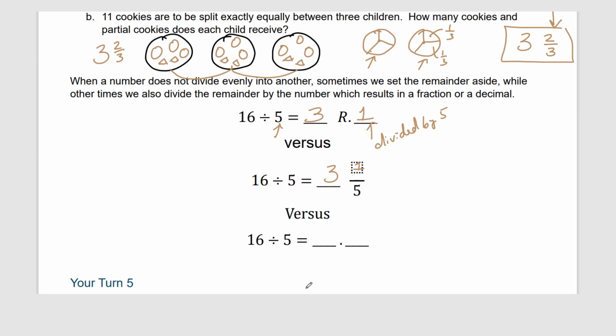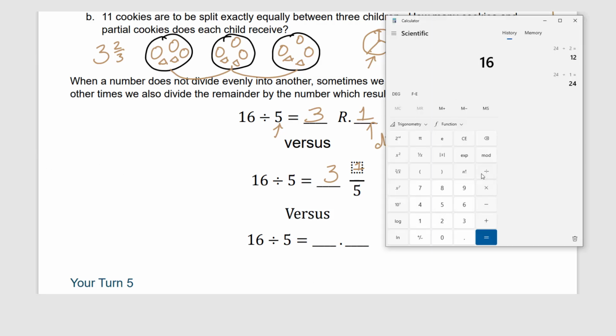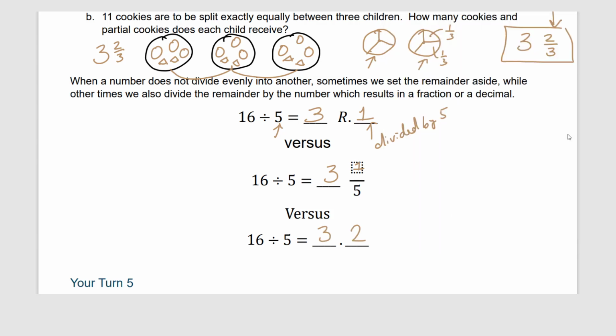Now, what would your calculator represent 16 divided by 5 as if we do a decimal? 16 divided by 5 would be 3.2. So in this case, we're representing that leftover piece as 0.2, which means 2/10, by the way, which is the same as a fifth. So what has happened here is that one piece was divided by 5 to distribute it equally again. So depending on the scenario, you can have the remainder left as a whole that we're leaving out, or you can have it divided up into pieces and represented as a fraction or a decimal.